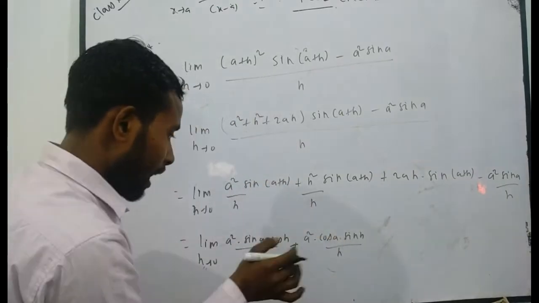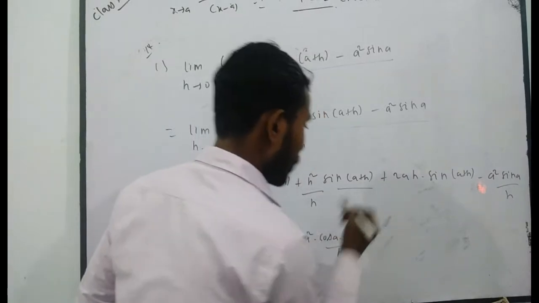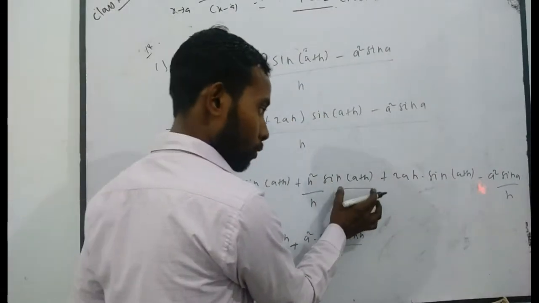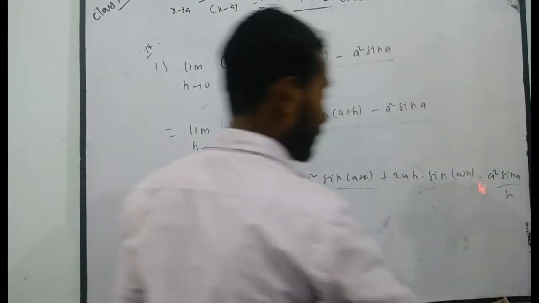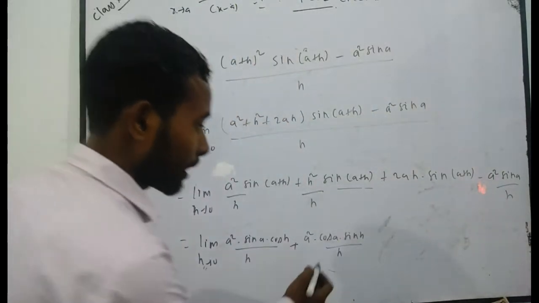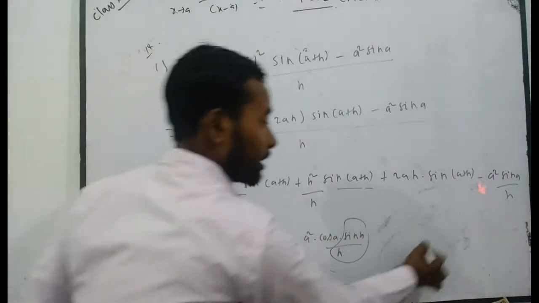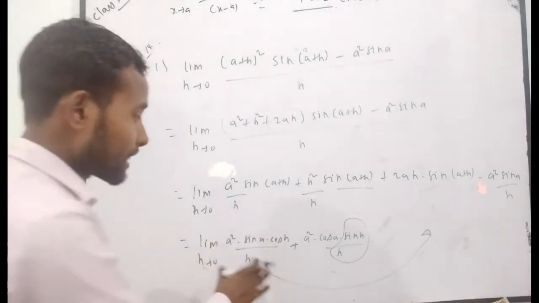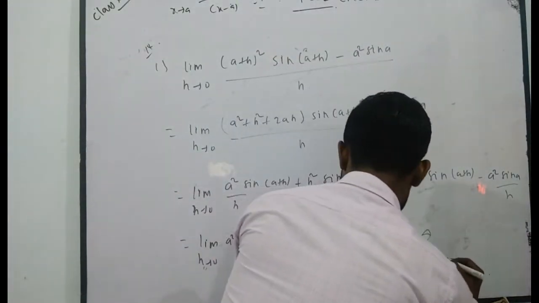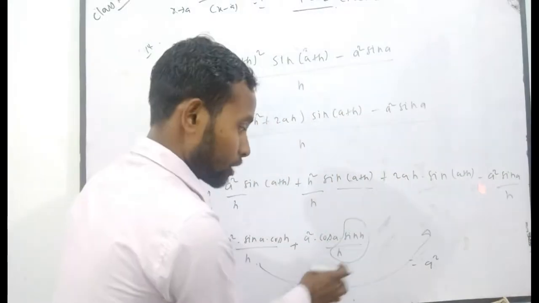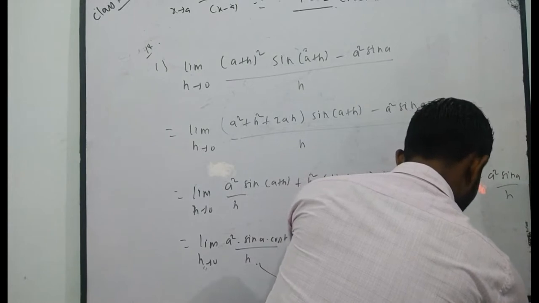Do you understand? Now I want to tell you, similarly here you also have to simplify it. Finally, after manipulating, suppose that here you get what? Sin h by h is equal to what? 1, and you again get the same kind of term. Finally after manipulating, its answer will be a square cos a, because sin h by h is equal to 1 and a square cos a is a constant. So you get a square cos a plus.